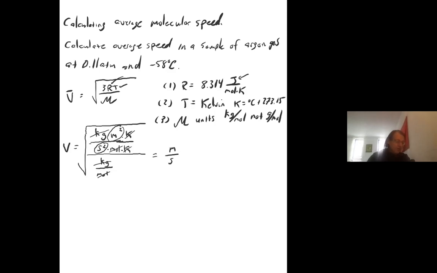So be careful. This last one right here, if you don't convert it to kilograms per mole, you're going to be off by a square root of 1,000. Okay, so you'll be off by like 30. So your answer will be incorrect. The other thing, make sure that you're in Kelvin and make sure you've got the 8.314 joules per mole Kelvin. And again, that's based on the fact that a joule is a kilogram meter squared per second squared. Isn't that cool?